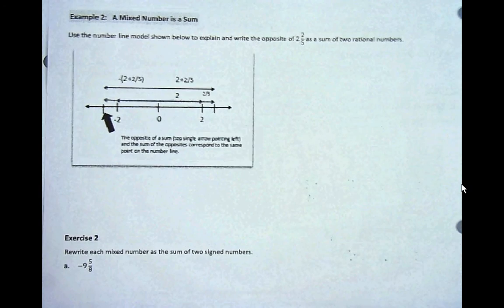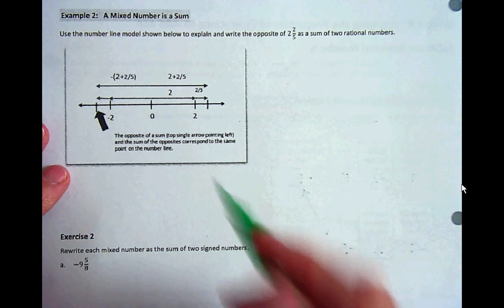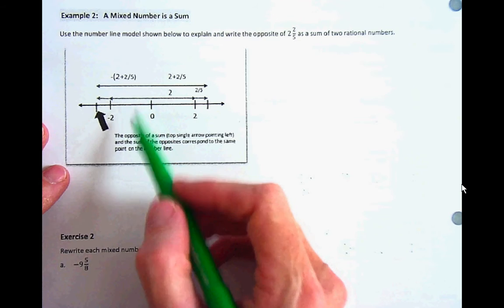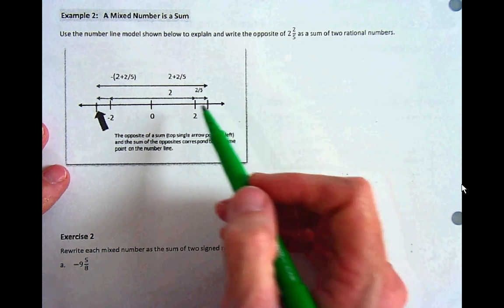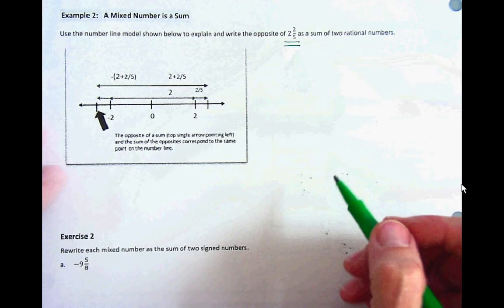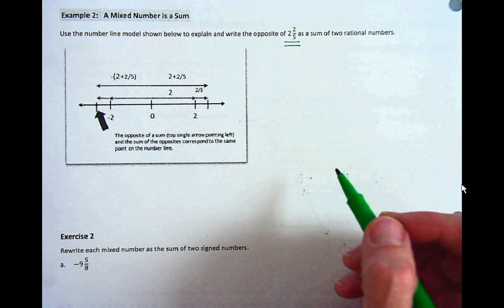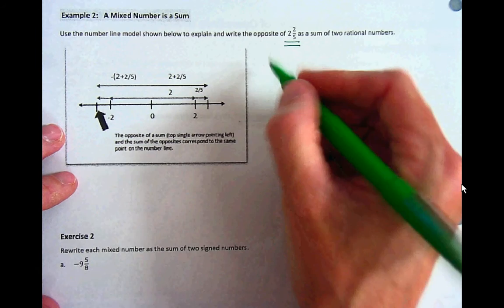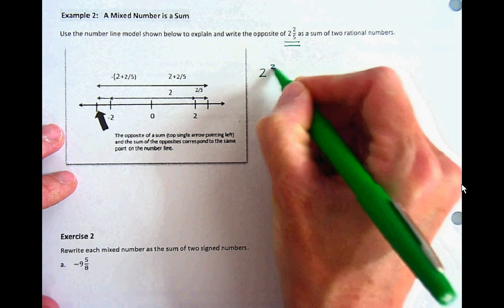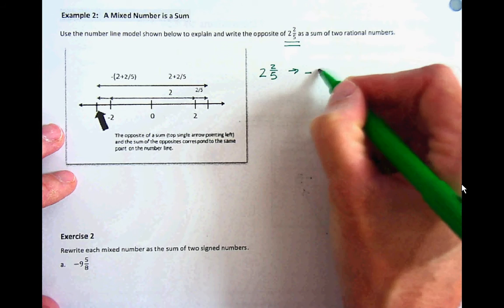So for example 2, a mixed number is a sum, and we're still going to use that statement of the opposite of a sum is the sum of its opposites. So if I have 2 and 2 fifths, as it's asking right here, how would I write that as a sum? Well, the opposite of 2 and 2 fifths is minus 2 and 2 fifths.